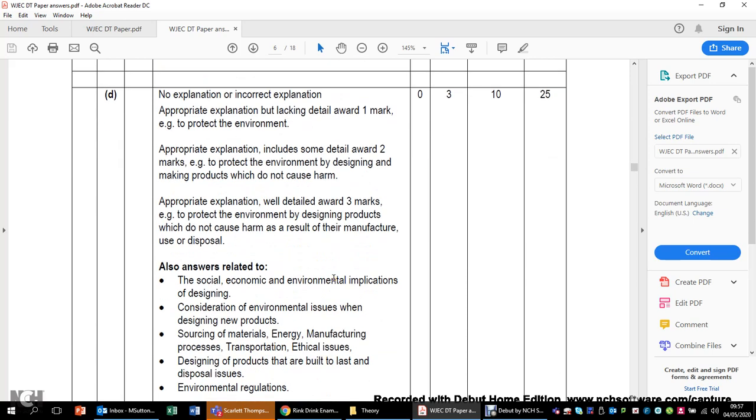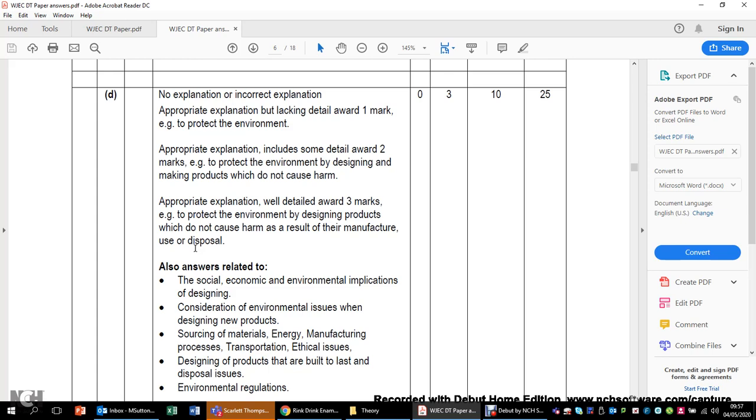And to get full marks, you need a 3-point paragraph. To protect the environment by designing products which do not cause harm as a result of their manufacture, use, or disposal. So it's that manufacture, use, and disposal, the life cycle. Remember, we have done the life cycle of the product, and that's a very important term. The fact that you've got that life cycle, and as a good designer, you should do that.